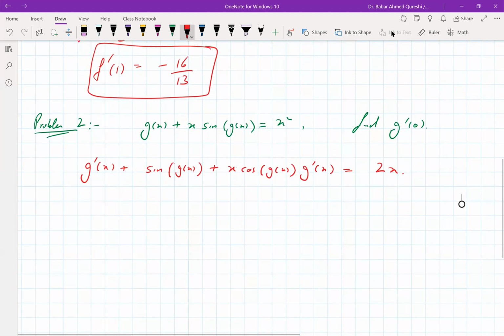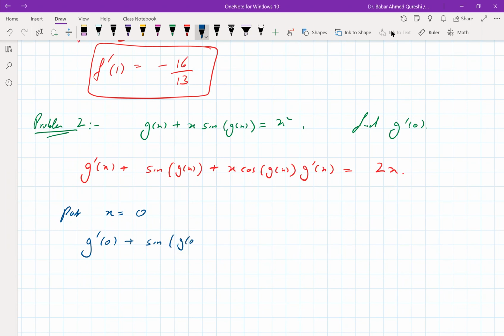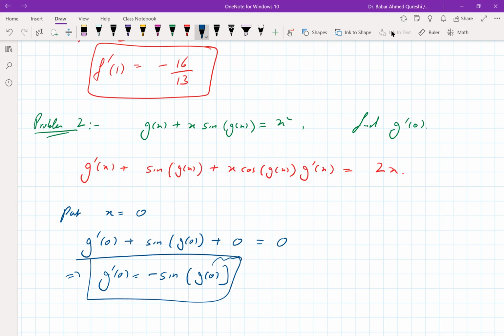Now, if I put x is equal to 0, I get g derivative at 0 plus sine g of 0 plus 0, this whole term becomes 0, and this becomes 0. So that means the derivative of g at 0 is the sine of g of 0. Whatever value you get here, that will be your answer.